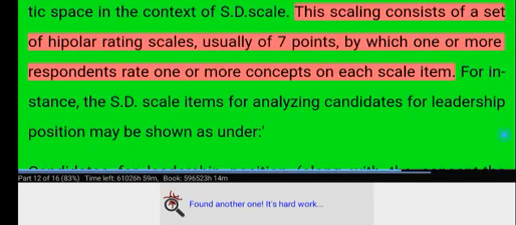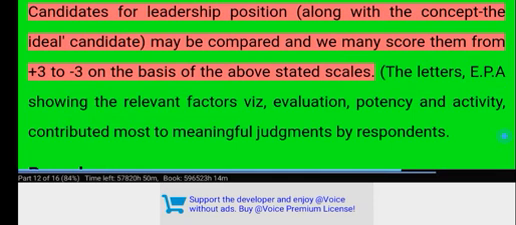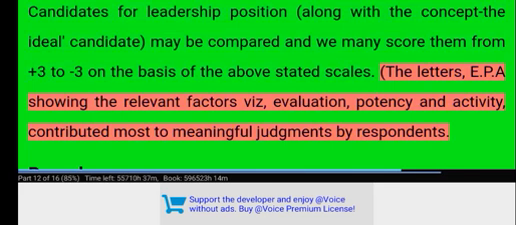This scaling consists of a set of bipolar rating scales, usually of 7 points, by which one or more respondents rate one or more concepts on each scale item. For instance, the SD scale items for analyzing candidates for leadership position may be shown as under. Candidates for leadership position, along with the concept the ideal candidate, may be compared and we may score them from +3 to -3 on the basis of the above stated scales. The letters E, P, A, showing the relevant factors viz., evaluation, potency and activity, contributed most to meaningful judgments by respondents.